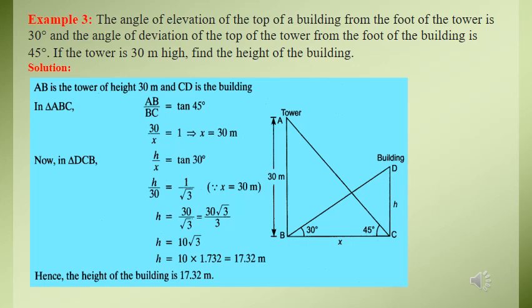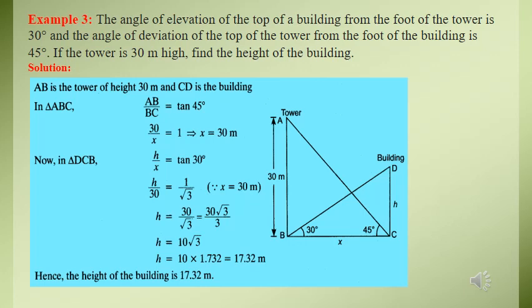Students, this is another variety of solved example. The angle of elevation of the top of a building from the foot of a tower is 30 degrees and the angle of depression of the top of the tower from the foot of the building is 45 degrees. If the tower is 30 meters high, find the height of the building. First of all, let AB be the tower of height 30 meters, and CD the building.